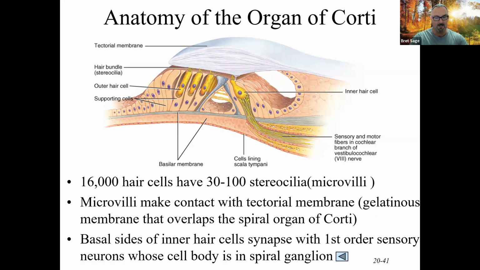And that's what we interpret as sound. About 16,000 hair cells have 30 to 100 stereocilia, which are actually microvilli. The microvilli make contact with the tectorial membrane, which is a gelatinous membrane that overlaps the spiral organ of Corti. And the basal sides of the inner hair cells synapse with first-order sensory neurons whose cell body is in the spiral ganglion. So the spiral ganglion is going to be down here. So these are basically sensory fibers. And when the inner hair cells release the acetylcholine, that causes action potentials to transfer all the way to the brain, to be sensed as sound.